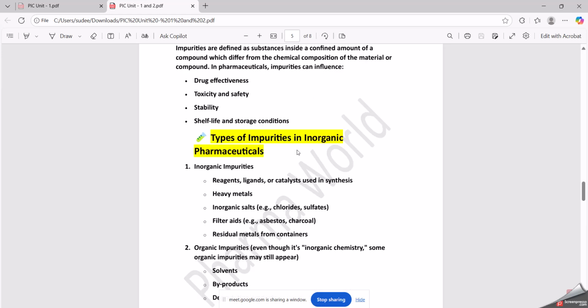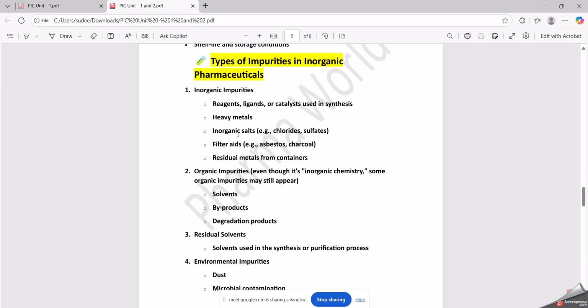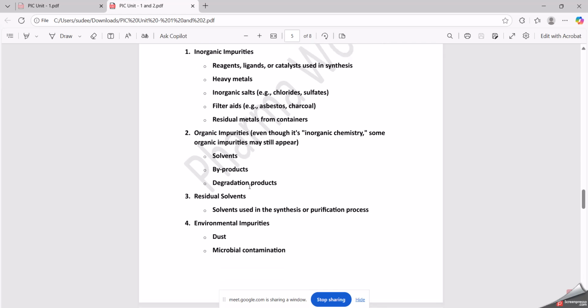So types of impurities in inorganic pharmaceuticals: in inorganic impurities, reagents, ligands, catalysts used in synthesis, heavy metals, inorganic salts like chlorides and sulfides, and filter aids like charcoal, asbestos, and residual metals from containers. These are all from inorganic. In organic, you can expect solvents, byproducts, and degradation products. Some other impurities are residual solvents and environmental impurities like dust, microbial contamination, etc.